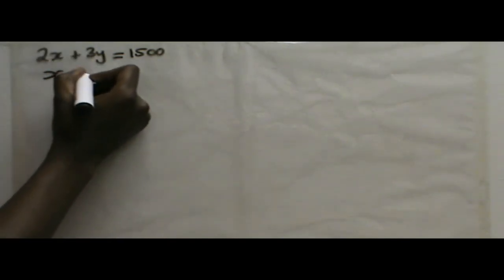Now to find any 2 points on a line, you can substitute x and y for anything. It doesn't actually matter. But the easiest to do is to plot the intercepts. So you have your x-intercept.